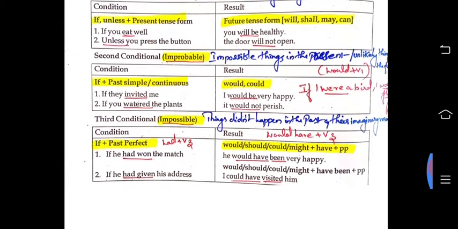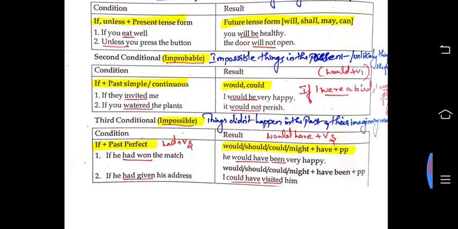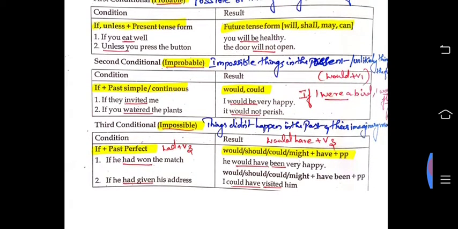Like that. And the third conditional, as I said, impossible or unfulfilled things. Things didn't happen in the past and they are imaginary results. If he had won the match, he would have been very happy. But he didn't win the match. If he had given his address, I could have visited him.